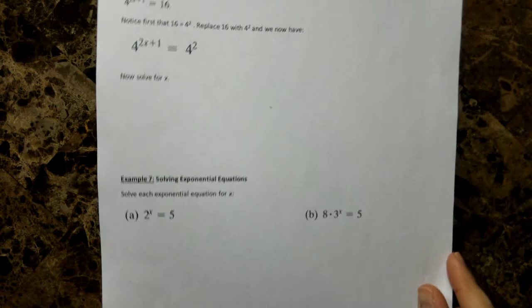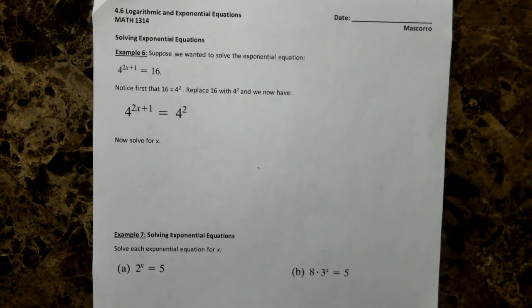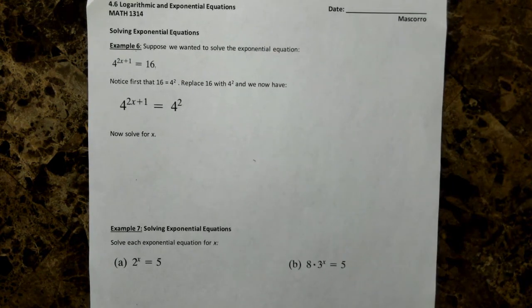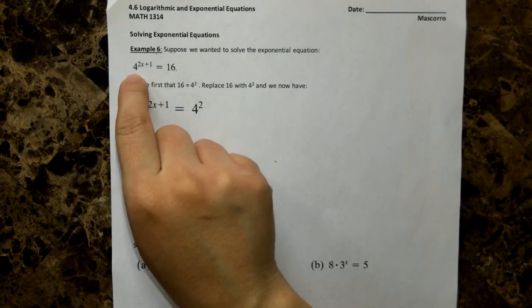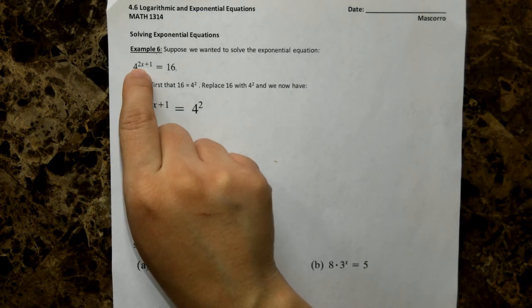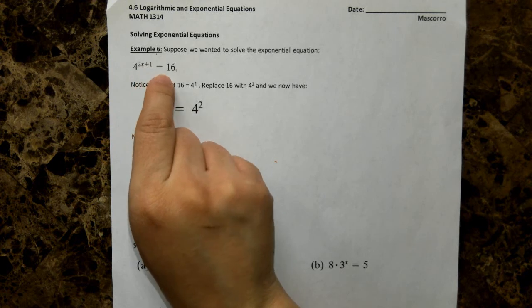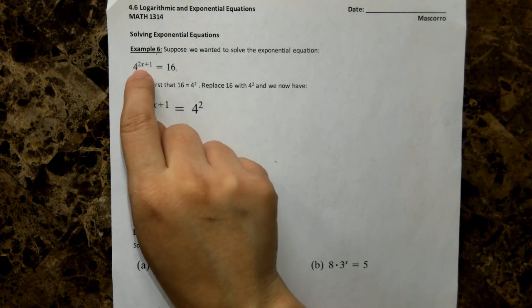All right, moving on to the last page. Example number 6. So we've just solved a bunch of logarithmic equations. Now we're going to solve exponential equations. So let's start with this first example. 4 raised to the 2x plus 1 power equals 16, and it wants us to solve for x.